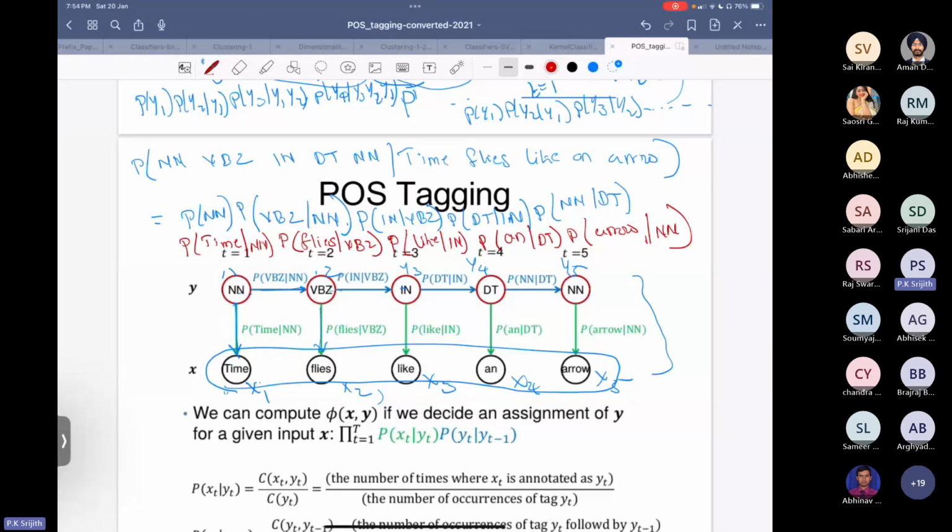So this gives you some value. If I want to find the right sequence of tags, I can compute these values across all possible tag sequences that can be assigned to "time flies like an arrow" and choose the one which gets the maximum value.